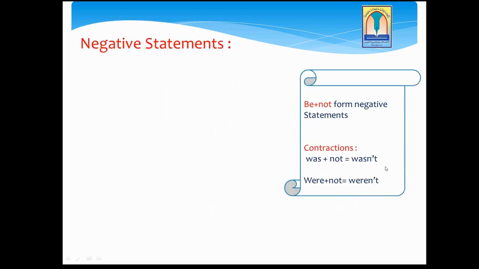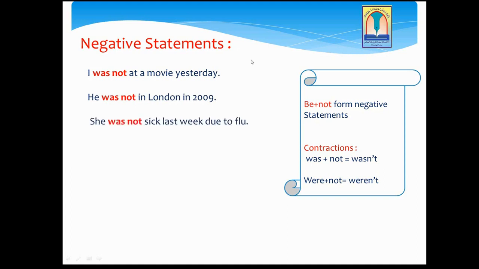Negative statements. How are negative statements formed with the verb to be in the simple past tense? Let's read the following sentences. I was not at a movie yesterday. He was not in London in 2009. She was not sick last week due to flu. It was not sunny 2 days ago.